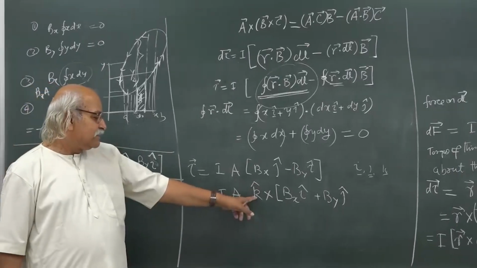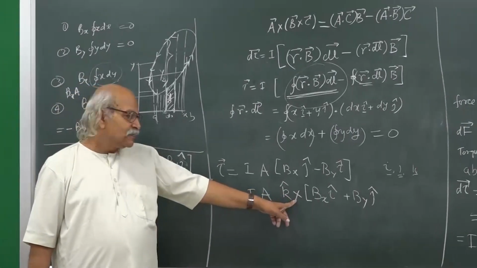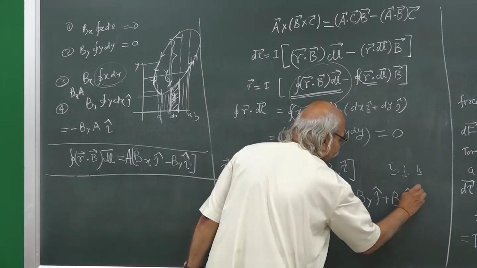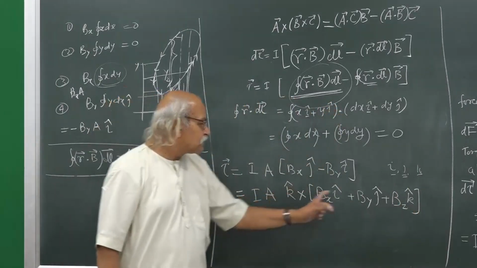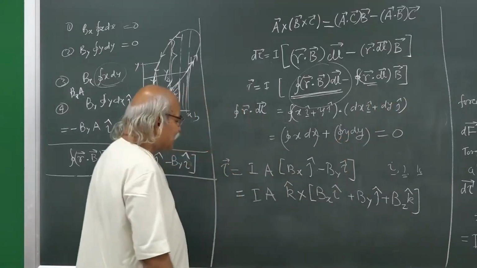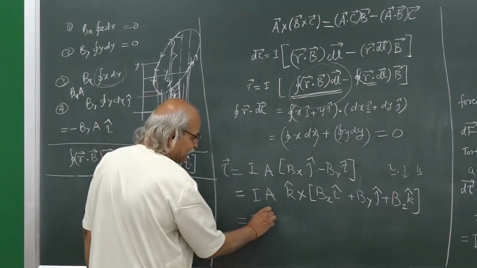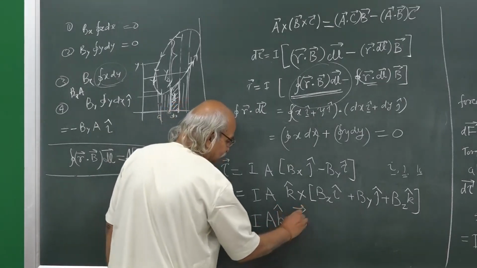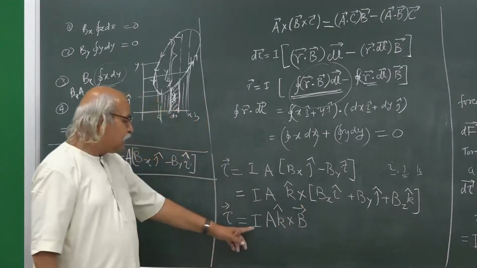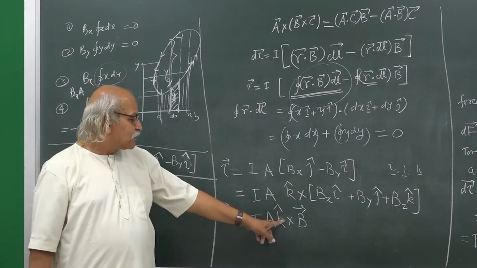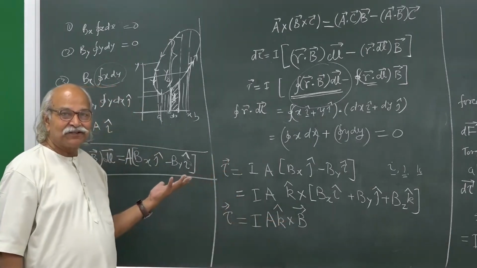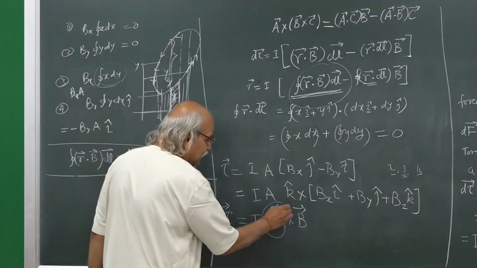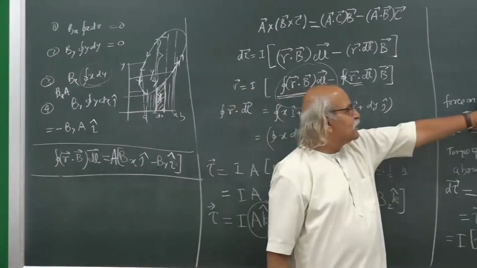Since it is k cap here and I am making the cross product, I can also add anything in the k cap direction. k cap cross k cap is 0. So what do you get? I, A, k cap cross B. Torque is equal to I area k cap cross B. Simple, short, cute.